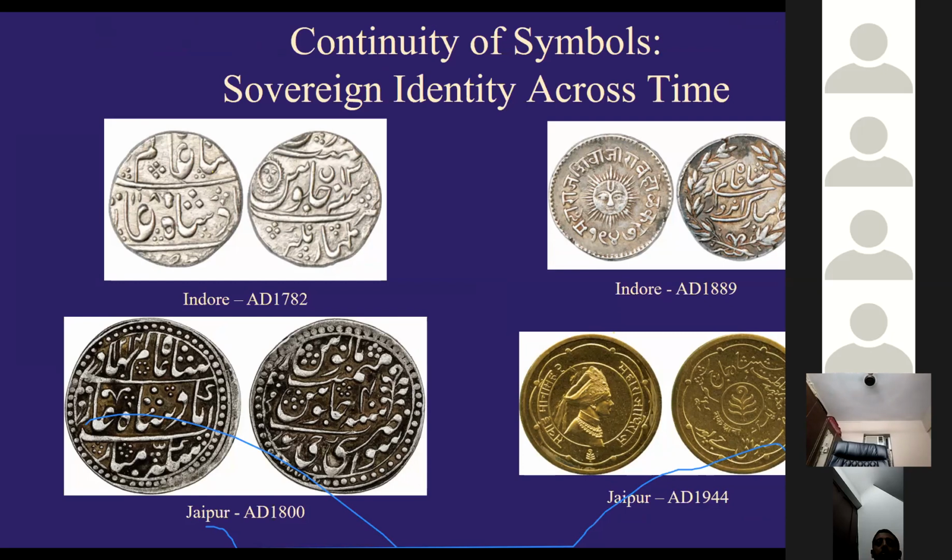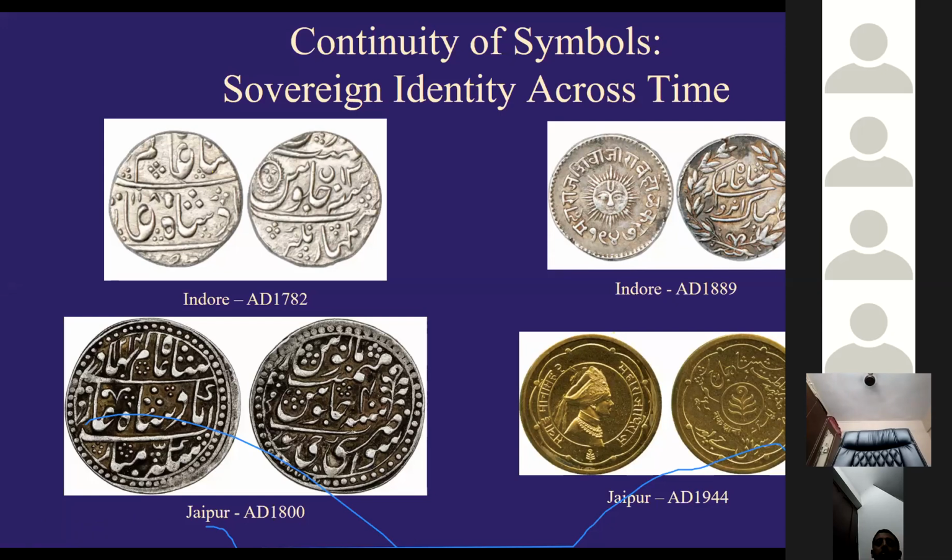What is also interesting is that the symbolism that we saw in the earlier part of the talk, the reason why these symbols were adopted, and the gradual shift that the symbols made into an instrument of sovereign identity, then carried on. It just carried on all across the time. There is a coin of Indore issued in 1782, and there is another coin issued much later in 1889. So over 100 years of time, the symbol of the sun still appears on coins of Indore.